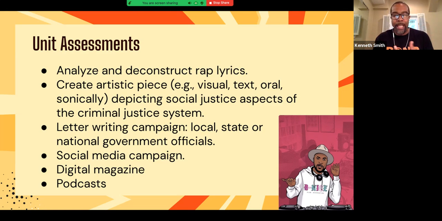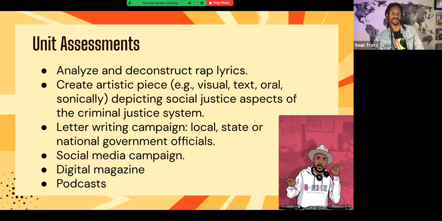Letter writing campaign: 2 local, state, or national government or political officials that deal with this. So they have to research at what level politicians are actively involved in dealing with this issue of injustice in the criminal justice system.